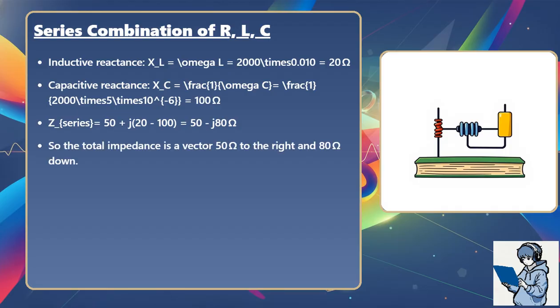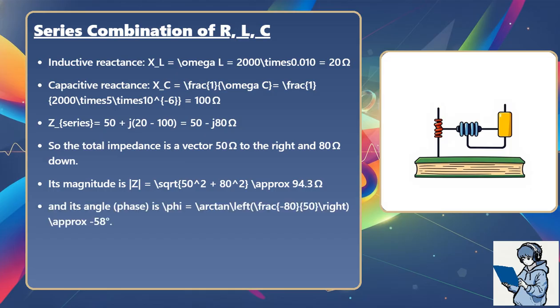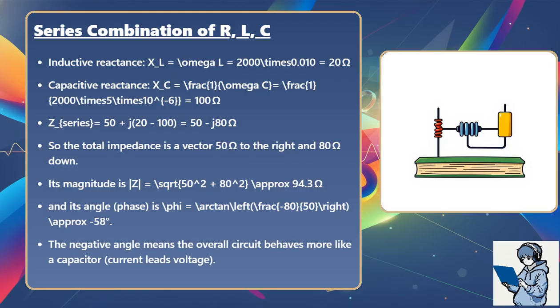So the total impedance is a vector 50 ohms to the right and 80 ohms down. Its magnitude is the absolute value of Z, equals square root of 50 squared plus 80 squared, approximately 94.3 ohms. And its phase angle is phi equals arctan of negative 80 divided by 50, approximately negative 58 degrees. The negative angle means the overall circuit behaves more like a capacitor: current leads voltage.